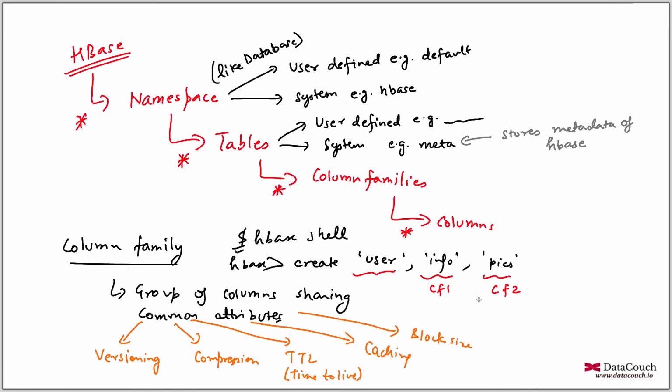So I hope this makes sense: what the concept of a column family is, how we create a table, what a namespace is, and what the different types of tables are. This should give you some idea of what can be done and how it can be done. So let's see some more details about HBase, and we will be looking into the HBase architecture also.